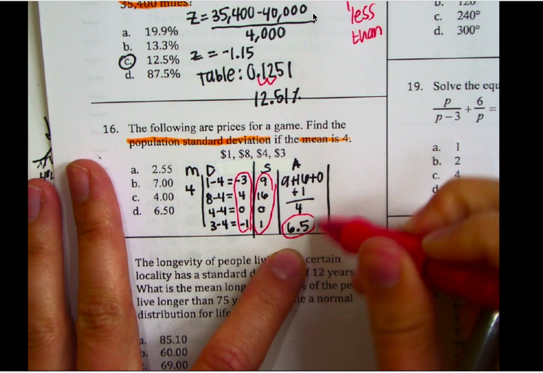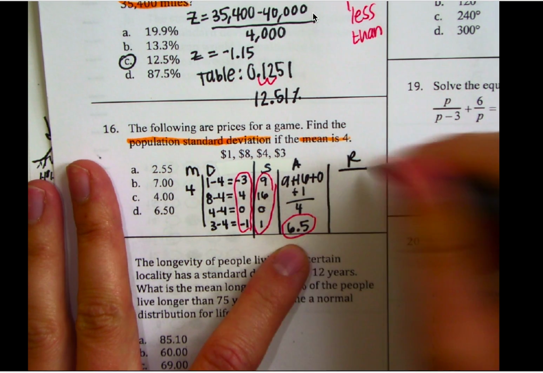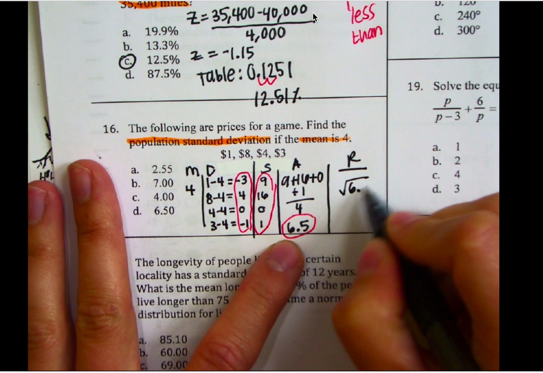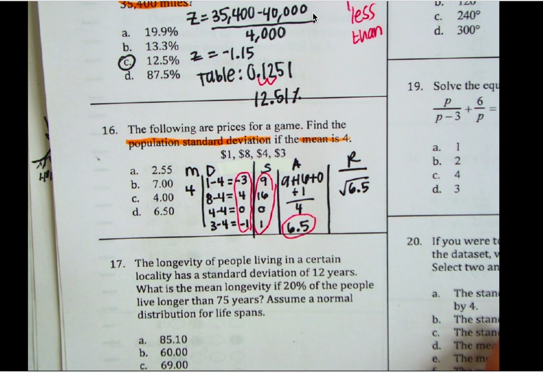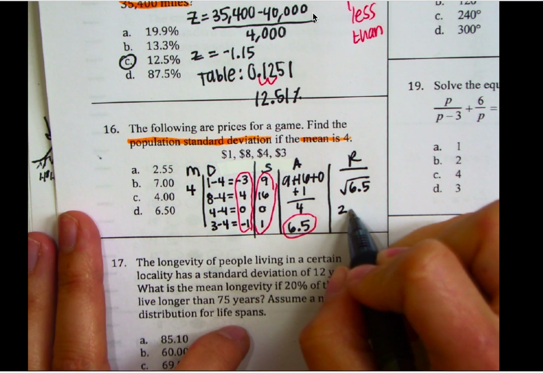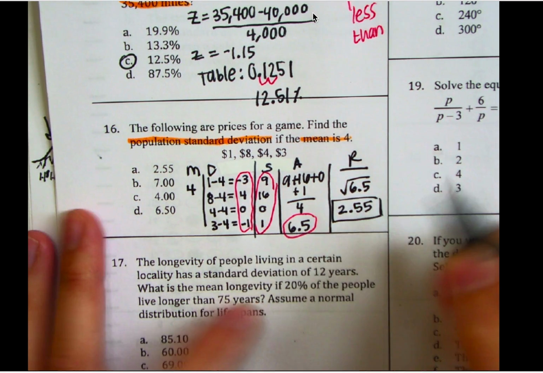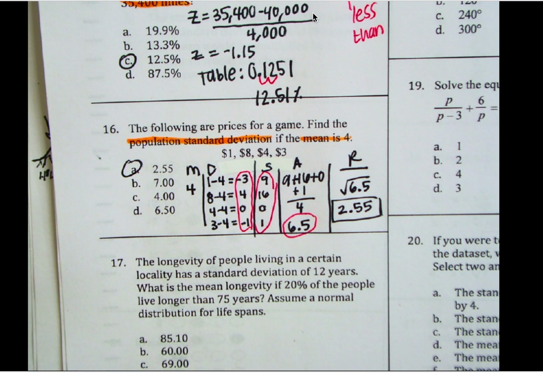I'm going to go ahead and take that to step R. R stands for root, square root, so we take our answer from step 4 and do the square root in our calculators, and we get an answer of 2.55 when we round. So that is our answer for number 16.